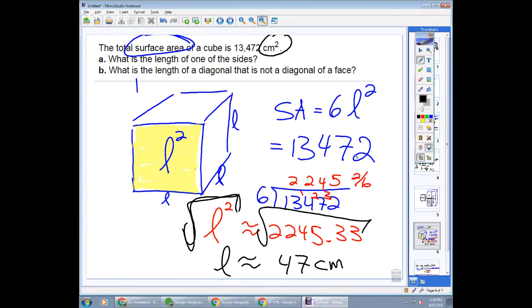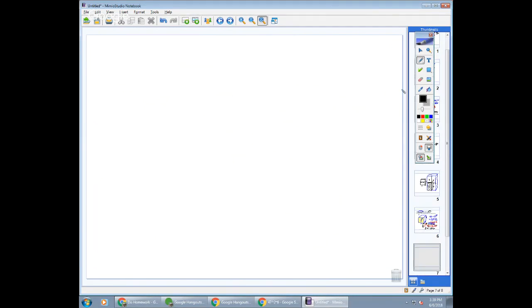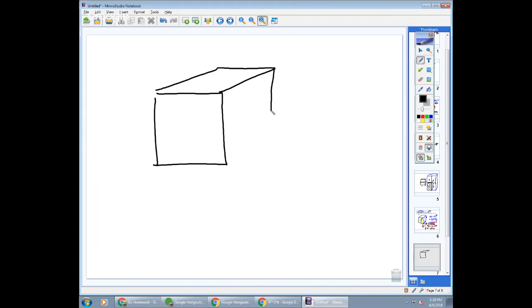All right, what is the length of a diagonal that is not a diagonal of a face? Ooh, that is a hard visualization one. So try to draw what they're saying. A diagonal that's not a diagonal of a face. We draw a cube. I'm going to use dotted lines to draw in the sides that I can't see. So there's my cube.